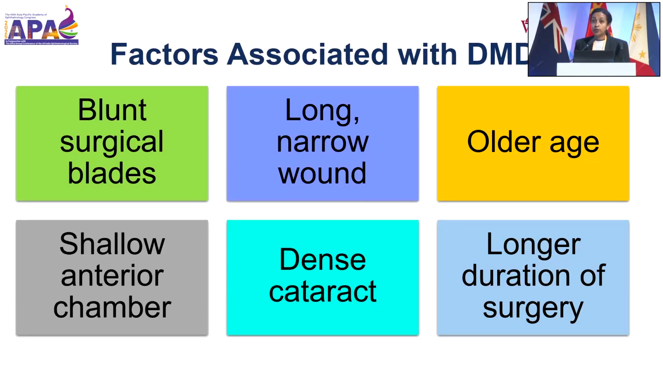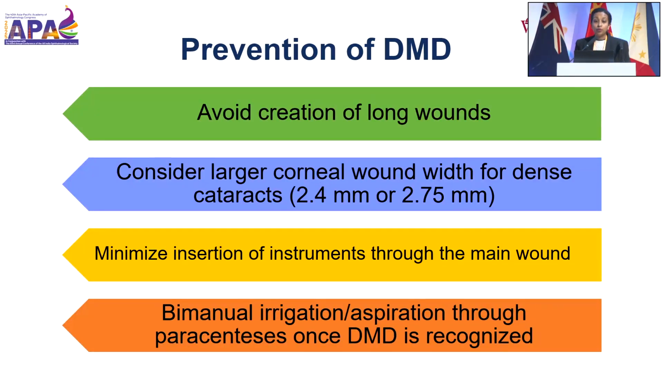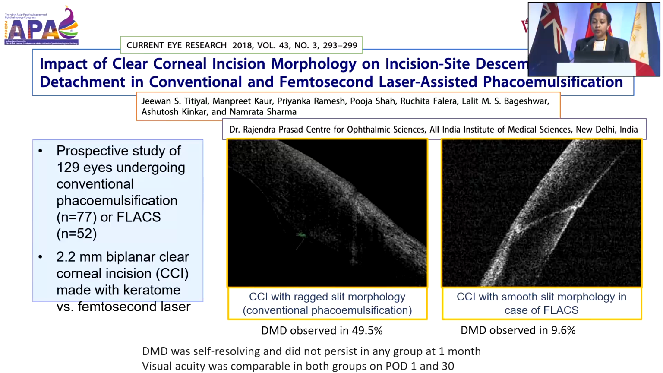So what are some factors associated with DM strips? Blunt blades, surgeon factors such as making a long, narrow wound. There are some patient factors as well, such as older age and shallow anterior chamber. And finally, dense cataract and longer duration of surgery are associated with DM strips. So how to prevent this? We avoid creating long wounds. You can consider using wider incisions for dense cataracts. When I'm teaching my residents, they always want to put their instruments through the large main wound, but I always say to go through the side ports when possible. And finally, when you recognize a DM strip, you can abandon the use of the main wound and use a bimanual technique, for example.